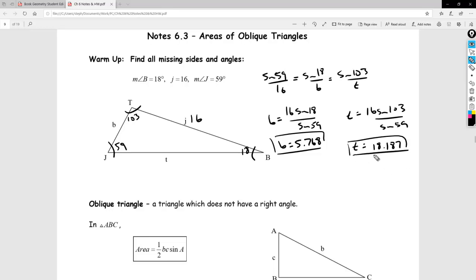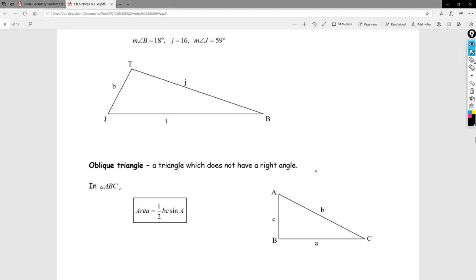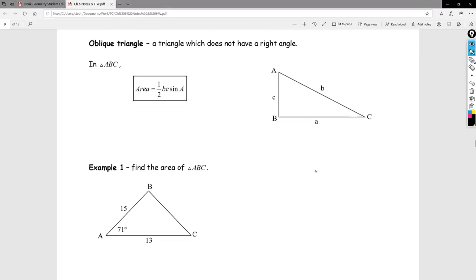Okay, so first talking about what type of triangles we're going to be working with. They are oblique, meaning they do not have a right angle. And the way that we can calculate the area of any one of these triangles is with this formula here, 1/2 bc sine of A. Now what's important to note is that whatever angle you're using inside of sine, you're going to use the other side lengths in your area formula.